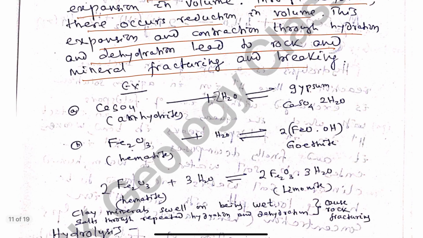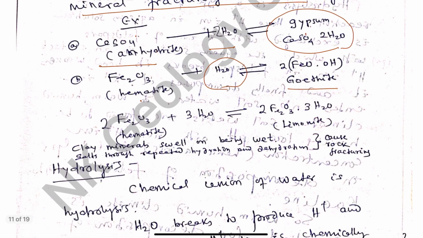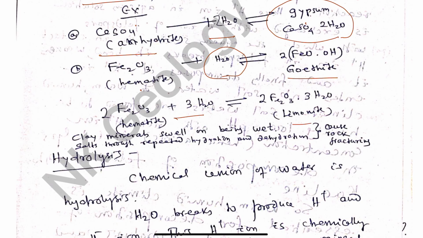For example, anhydrite, which is calcium sulfate, in presence of water becomes gypsum, and this gypsum with heating liberates water and is converted into calcium sulfate. So it is not a true chemical change, but by absorbing water it becomes weak. Similarly, hematite becomes goethite on absorption of water. Similarly, hematite also becomes limonite by absorption of water.